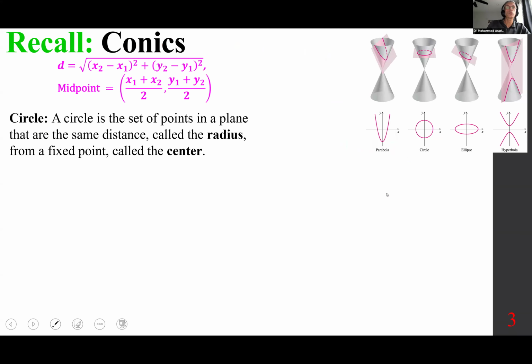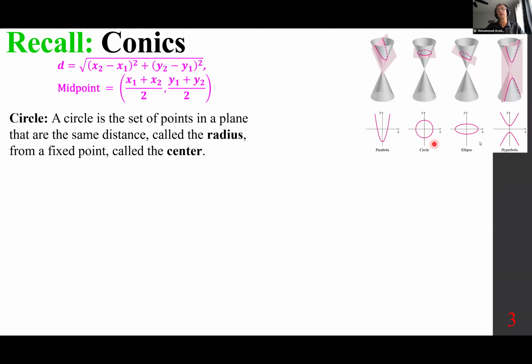So let's refresh everyone's memory. The distance formula is the square root of x sub 2 minus x sub 1 quantity squared plus y sub 2 minus y sub 1 quantity squared when a pair is given. The midpoint is x sub 1 plus x sub 2 over 2 and y sub 1 plus y sub 2 over 2.